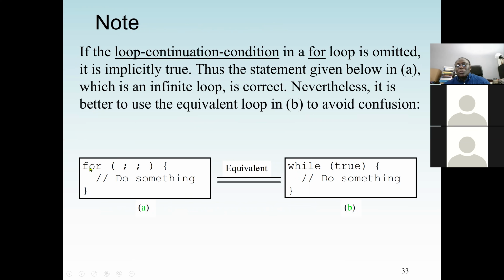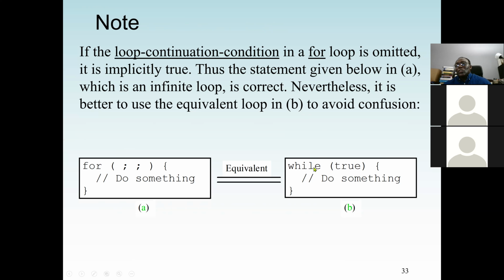Now, if you have this statement here, you see we don't have any condition. This is called the infinite for loop. It will just execute forever. So if the loop continuation condition in the for loop is omitted, it is implicitly true. The condition here is always true. Thus, the statement given below in A is an infinite loop. The loop will keep executing forever.